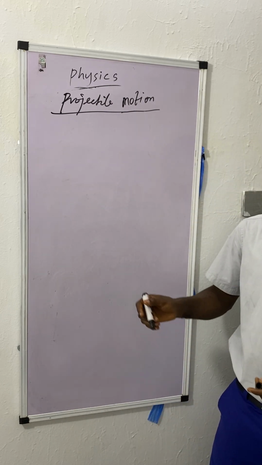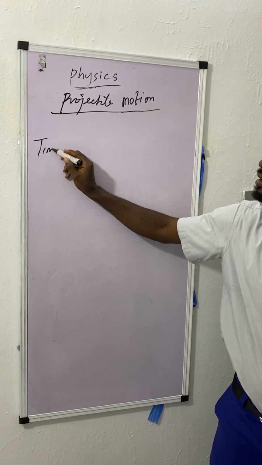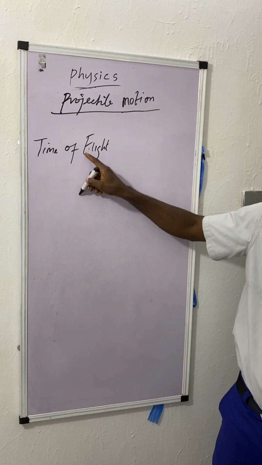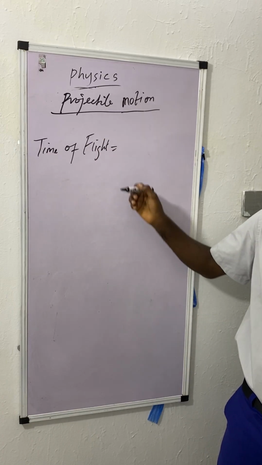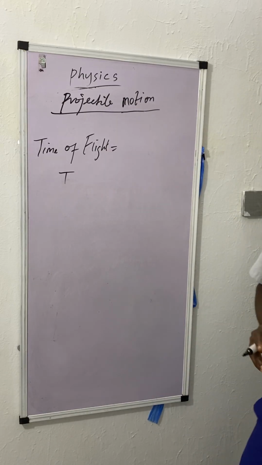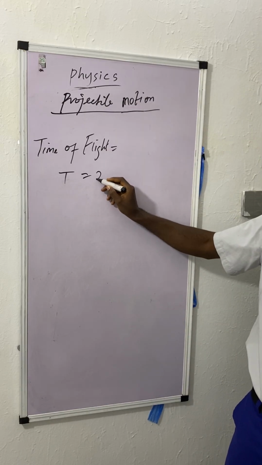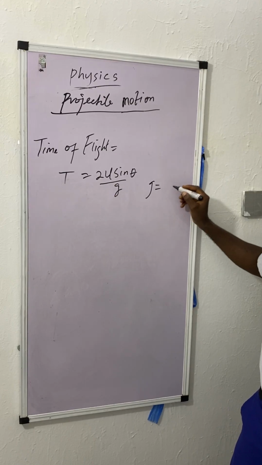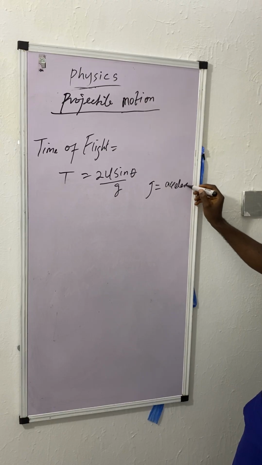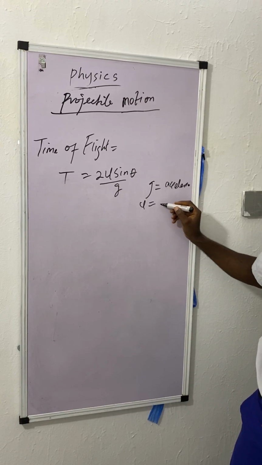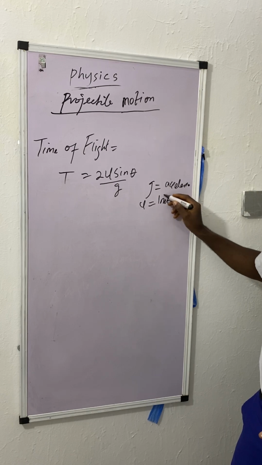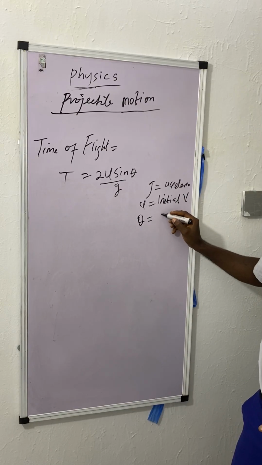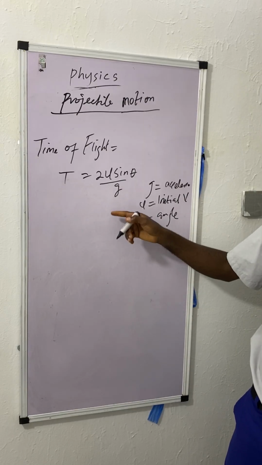So the first one we are going to look at here is time of flight. The time of flight of a projectile is usually written as capital T. That's the time of flight of a projectile, which is equal to 2u sine theta over g. Where g is the acceleration due to gravity, u is the initial velocity, while theta is the angle. G, we already talked about that.